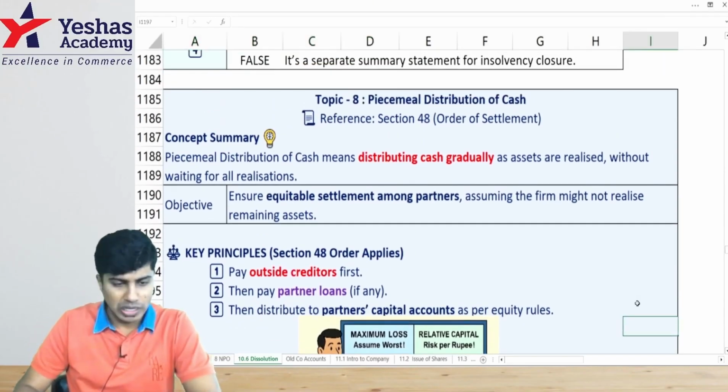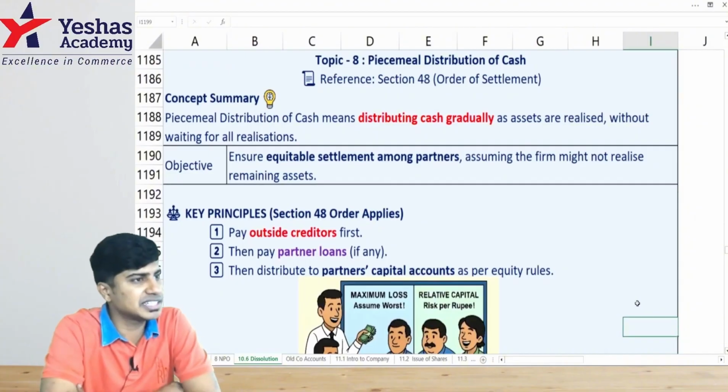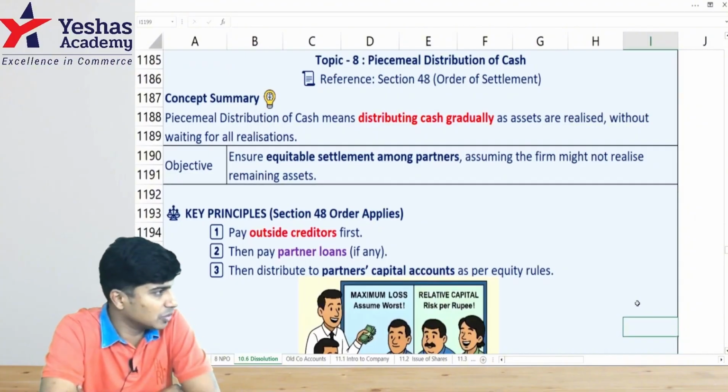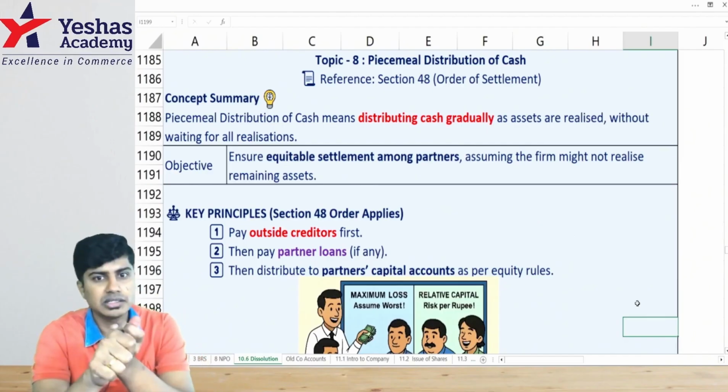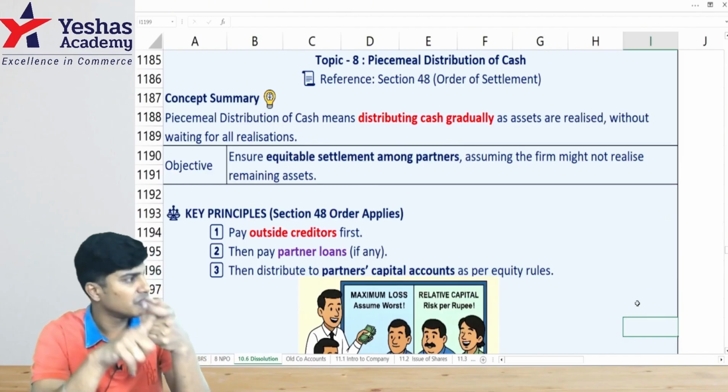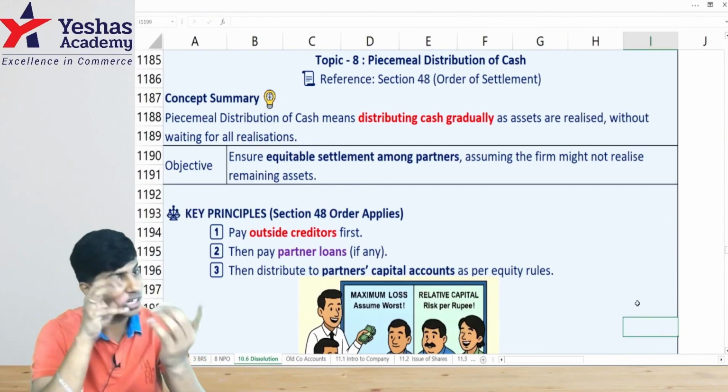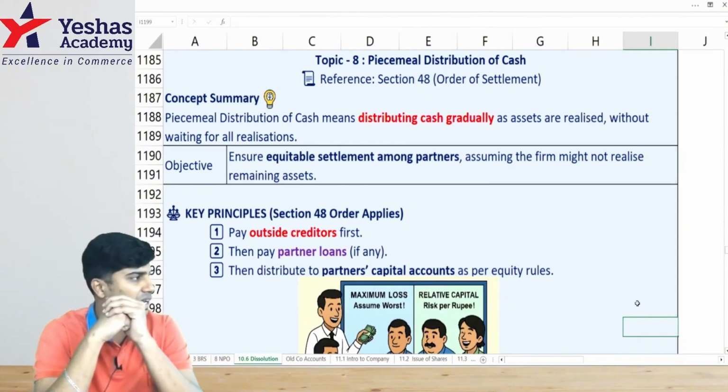See, usually you like preparation of realization account, partners capital account, cash account, but that happens at the end, when you have sold all the assets, when you have paid all the liabilities, when you know the full cash position and capital position. At the end you do that. That is like final accounts.